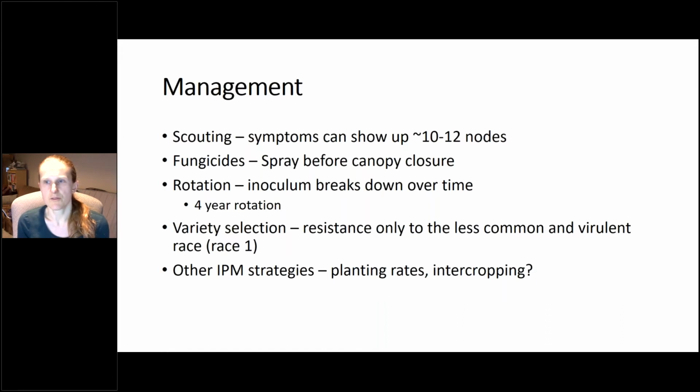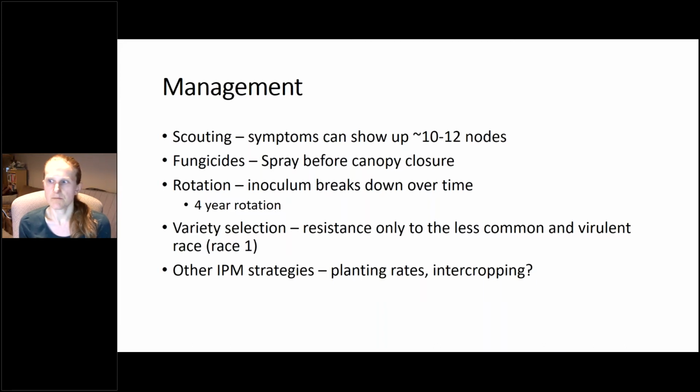Really, the ones you want to keep in mind are rotation, thinking about whether or not you're going to use fungicides and using them early if you decide to use them. And I'll talk more about selection later in this talk. And then keeping your crop healthy as much as possible, in terms of free of other issues like nutrient stress or weeds and that kind of thing. And then avoiding really dense planting rates, as that can make a more moist canopy that favors disease.